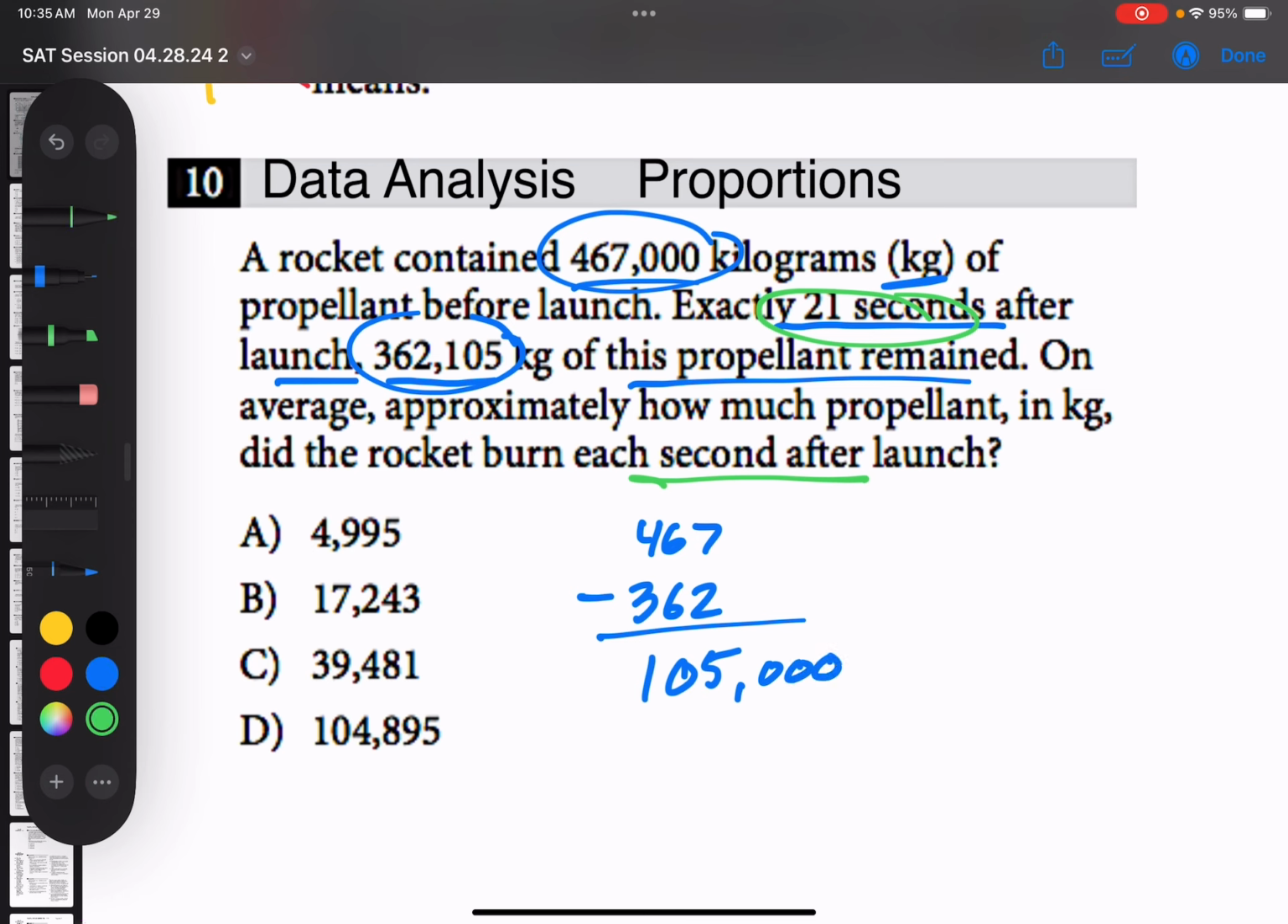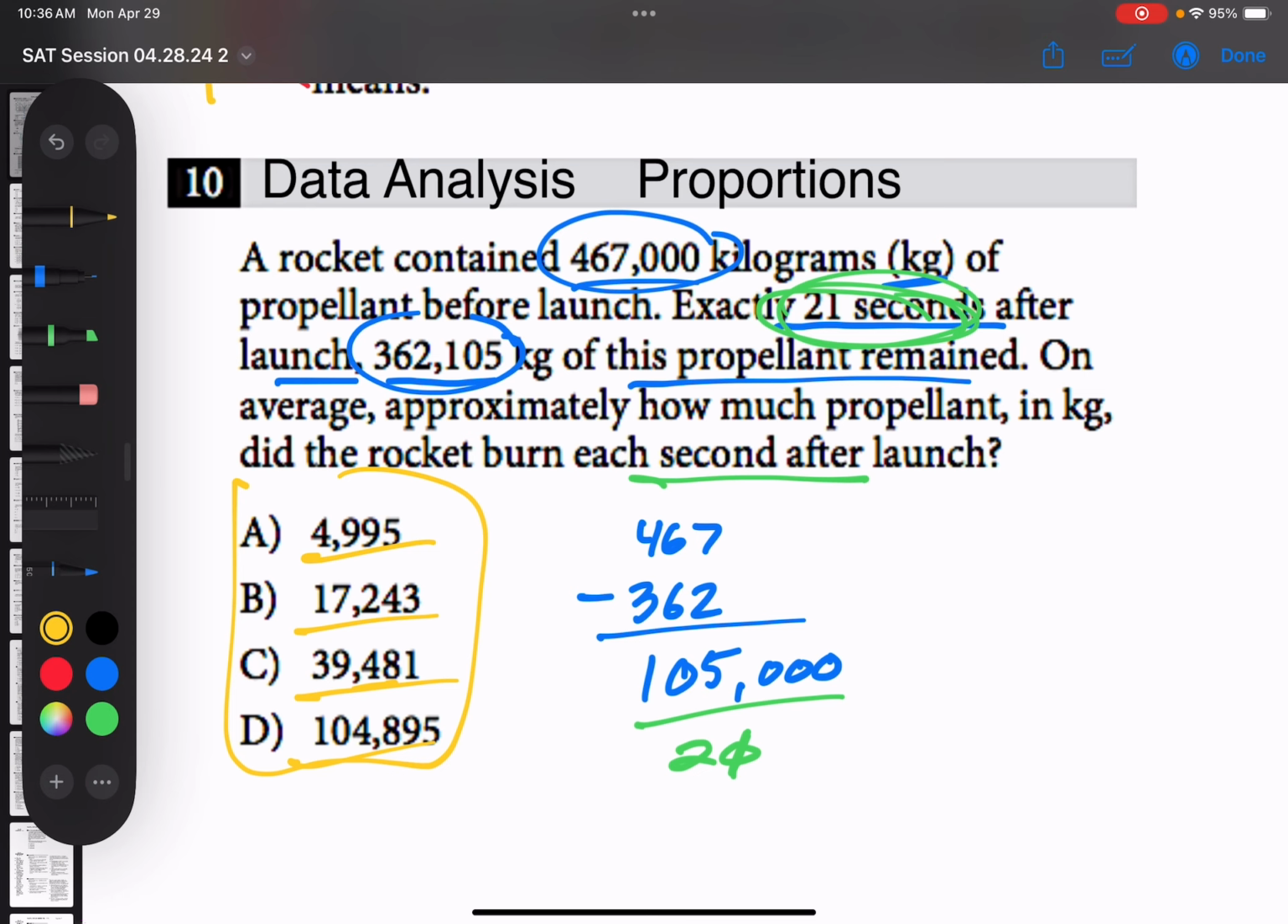Now, how many seconds went by? They said 21 complete seconds went by. So if we divided this by 21, I almost did what I was going to tell you. No, I'll do it. You see the answer choices? Take a look at the answer choices. See how far spread out they are? You got 5,000. Then it jumps up almost 3 times to 17,000. And then it jumps up even more than that. And jumps up even more than that.